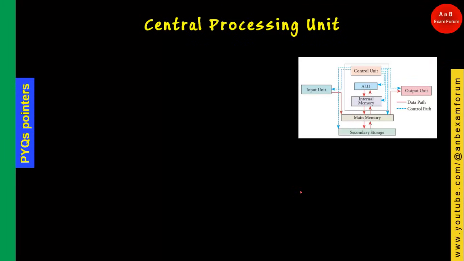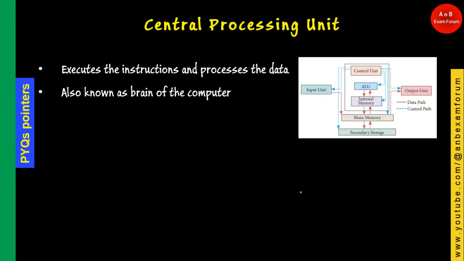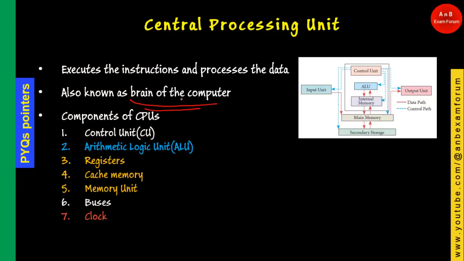So what happens after taking the input? Basically the CPU is responsible for doing that. It is going to execute the instruction and process the data which it gets from the input device. And the very important point is that it is known as the brain of the computer. And these are the components.